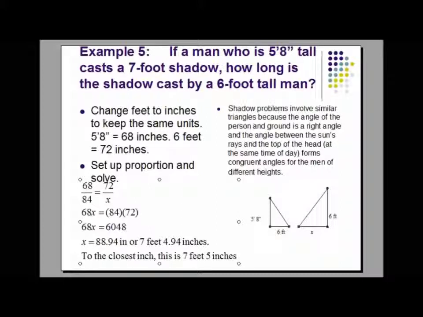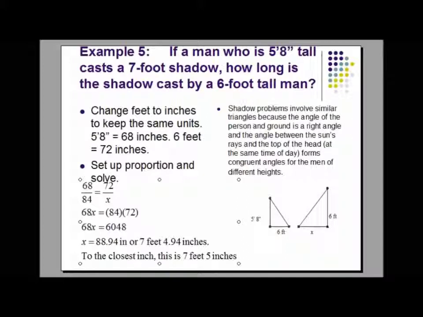The second thing we need to be aware of is our units. We're given the height of a man in feet and inches, but then later we're given the length of a shadow in feet only, and a shadow cast by a 6-foot tall man whose height is given in feet only. Probably the easiest way to handle this is to convert everything to inches. A man who is 5 feet 8 inches tall is 68 inches tall. A man who is 6 feet tall is 72 inches tall. And a shadow that's 7 feet long will be 7 times 12, which is 84 inches long.